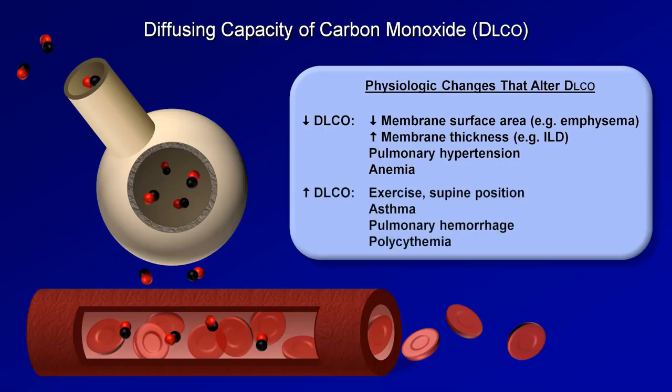An increased DLCO is generally not a clinically relevant finding, but etiologies include exercise, supine position, asthma, pulmonary hemorrhage, and polycythemia.